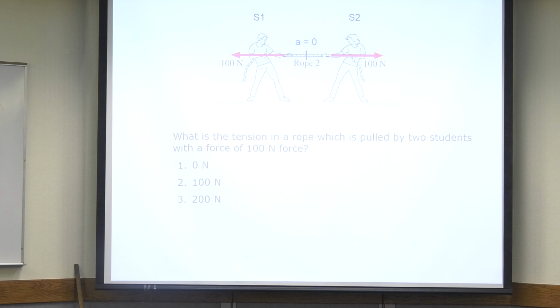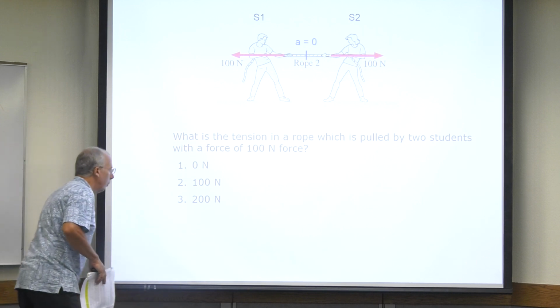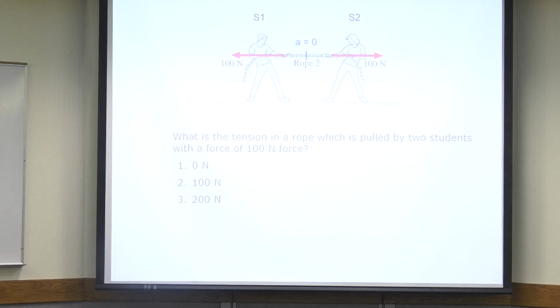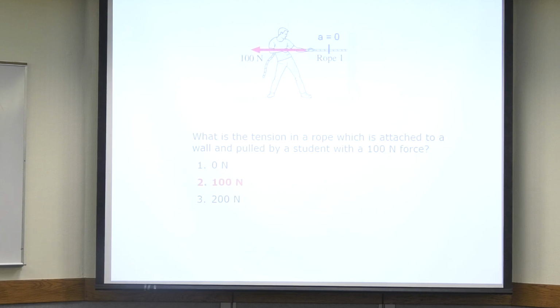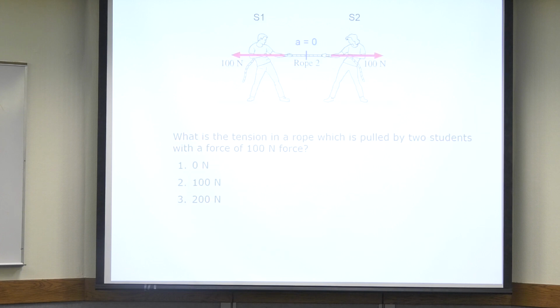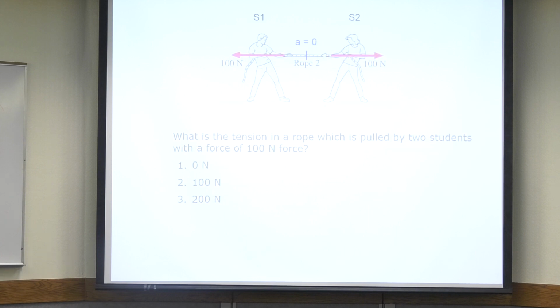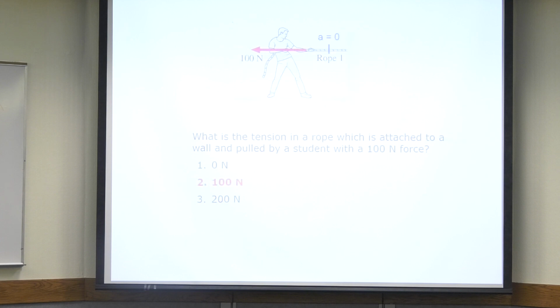Okay. So here we have two people pulling, each with the same force, 100 newtons. The rope doesn't accelerate, right? It's like a tug of war and nobody's winning. So what is the tension in a rope which is pulled by two students, each with a force of 100 newtons? Look at that. Think about it. Don't philosophize. Analyze. What's holding the rope?